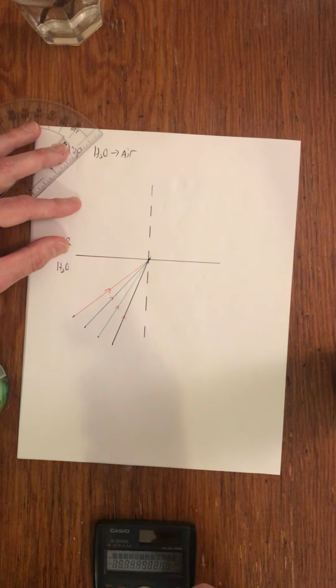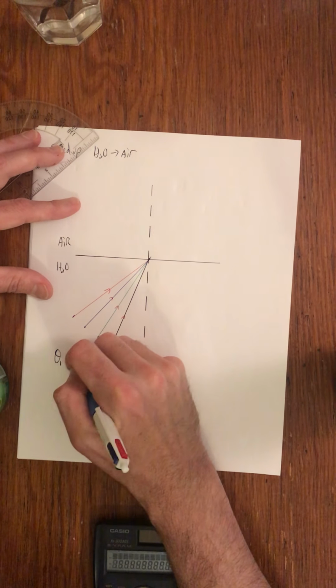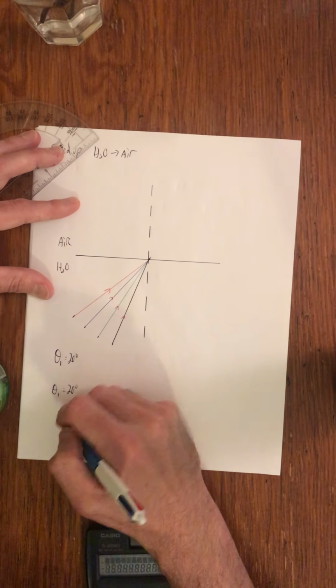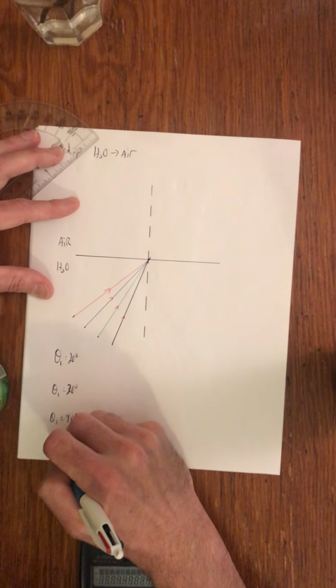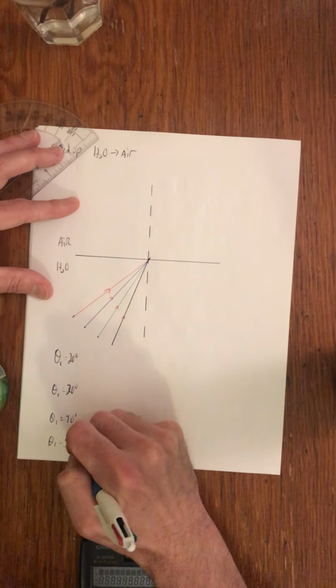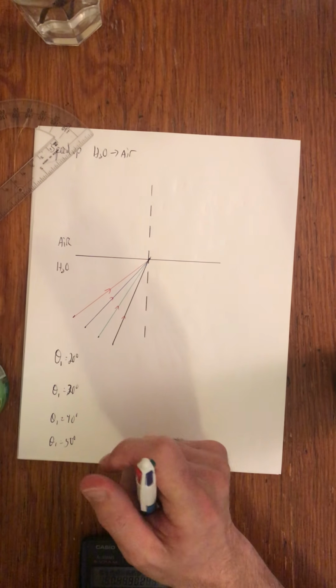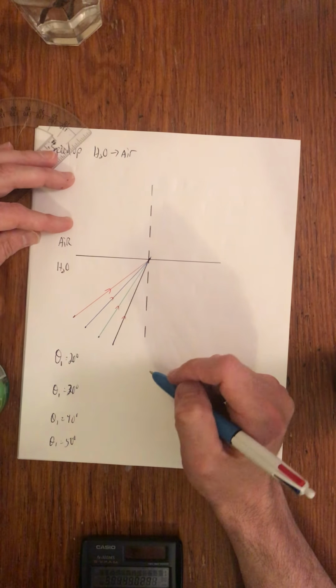And so let's do this. You know what we're doing here. So theta 1 is going to be 20 degrees. 30 degrees, excuse me. Theta 1 is going to be 40 degrees. Theta 1 is 50 degrees. And I'd like you to calculate the angle of refraction for each of these. Stop the video for a second, and then when you come back, I'll start doing that work with you.